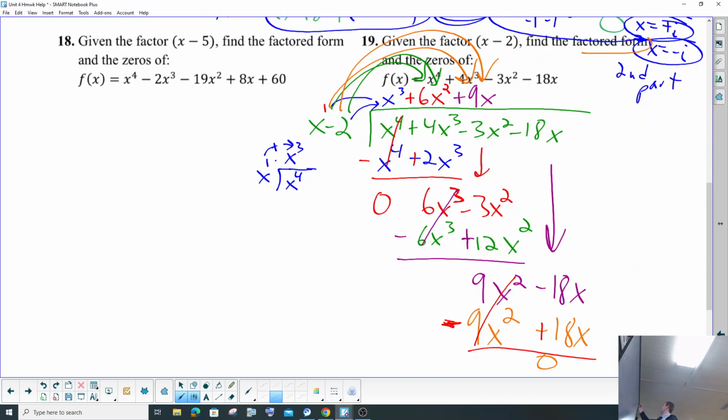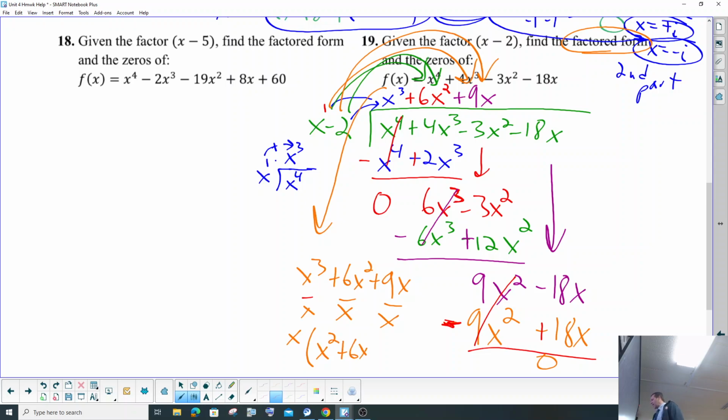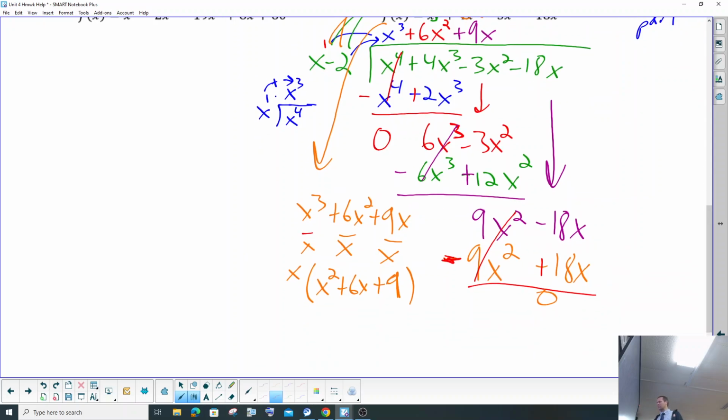Now they want you to find the factored form. So we're going to take that answer and factor it: x to the 3rd power plus 6x squared plus 9x. We have to pull out an x. Don't forget to do the GCF. So you get x times x squared plus 6x plus 9. Okay, so what does that factor into?